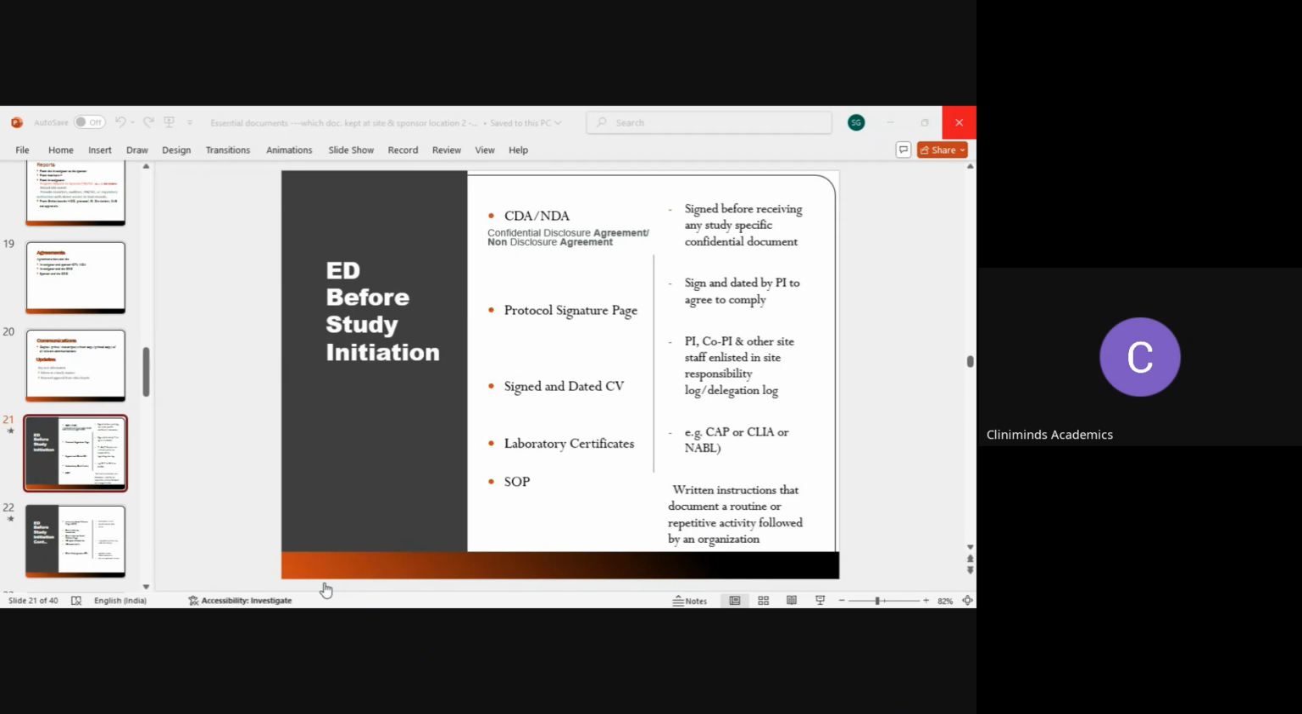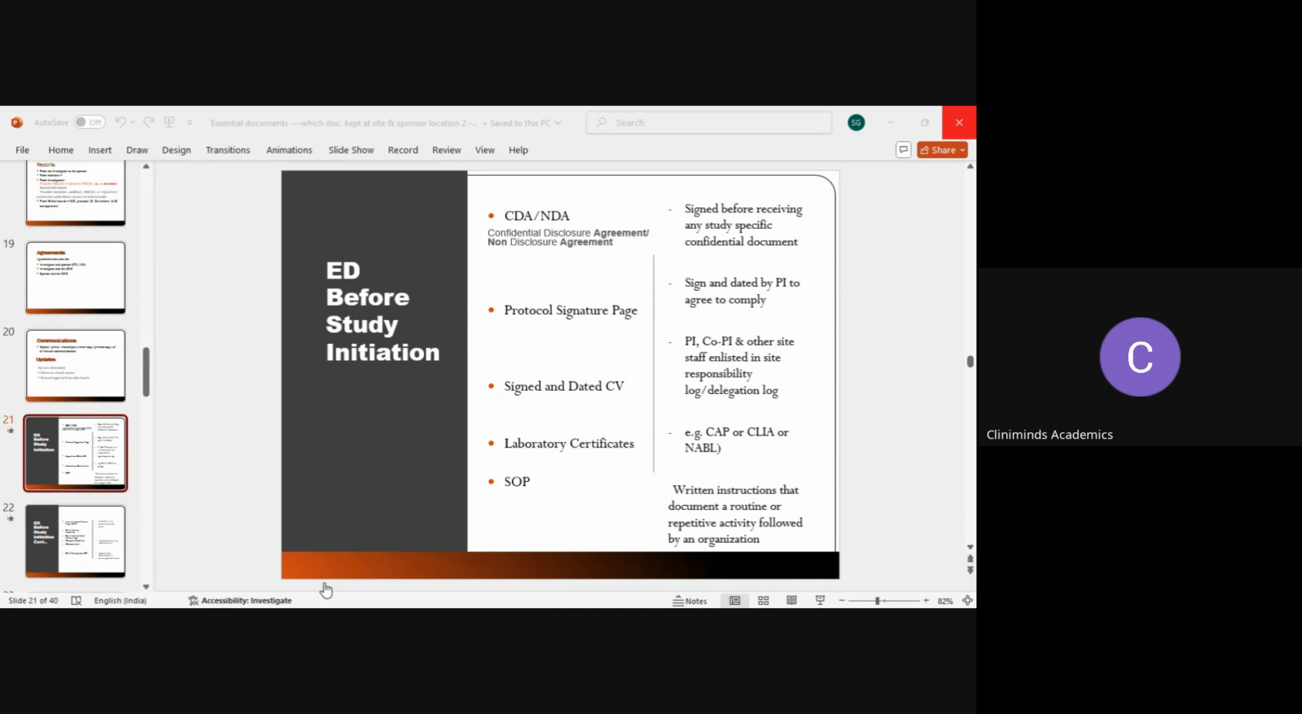So the first document that we need to have in place before we start the trial, means before we start taking the patient in the trial, is the NDA or the CDA. CDA stands for Confidentiality Disclosure Agreement, and NDA stands for Non-Disclosure Agreement. So this is the first document that the investigator receives from the sponsor. Suppose the sponsor has selected a list of maybe 3 investigators, out of whom the sponsor is going to finalize one with whom they want to carry out the trial.